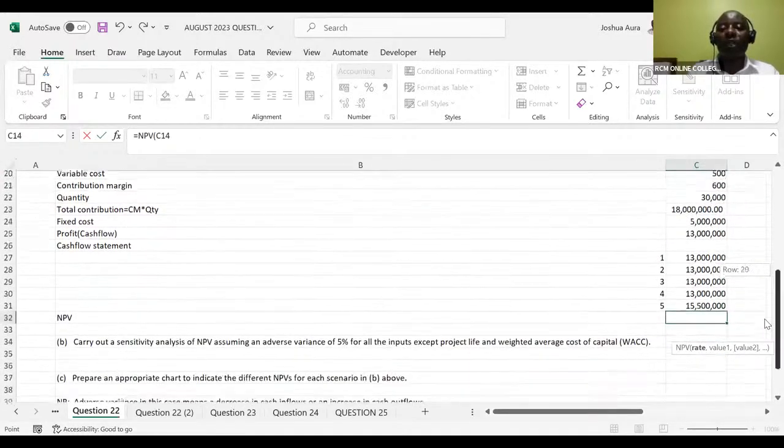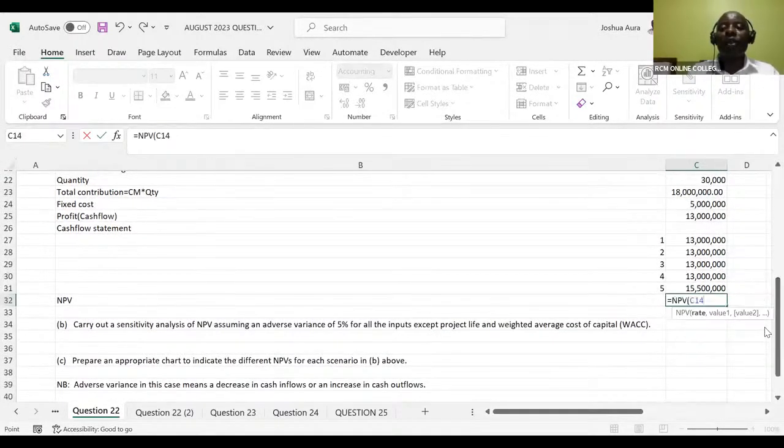Then I come down here. So after that, I'm saying comma because I'm following this: value 1 to value 5. Highlight all of them, the first cash flow to the fifth cash flow. You close your bracket. So when you do like that, you'll be able to get the total present value.